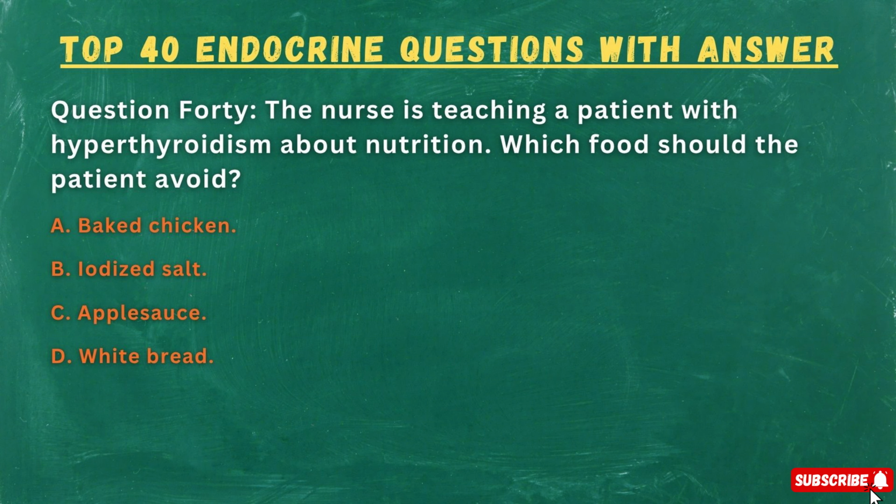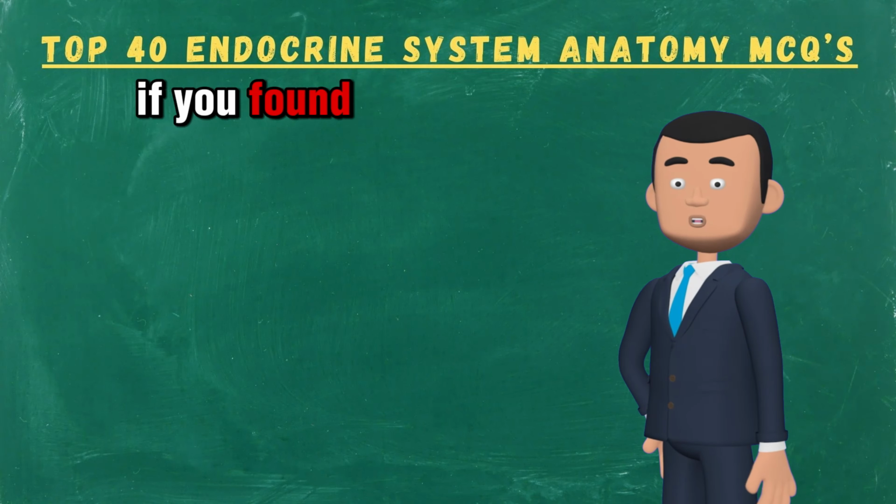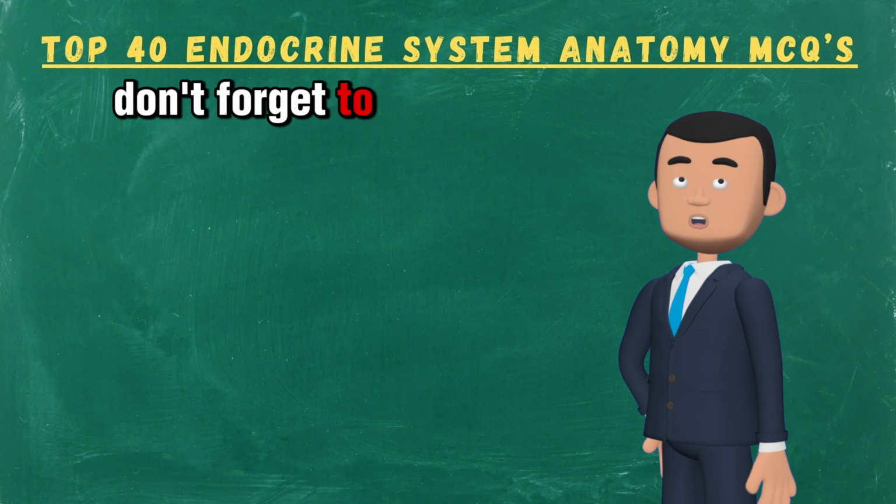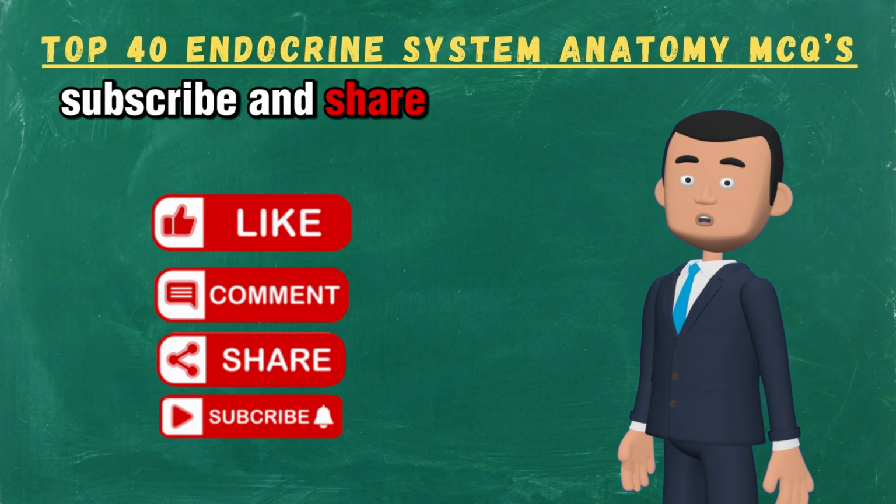Question 40. The nurse is teaching a patient with hyperthyroidism about nutrition. Which food should the patient avoid? A. Baked chicken. B. Iodized salt. C. Applesauce. D. White bread. Answer: B. Iodized salt.